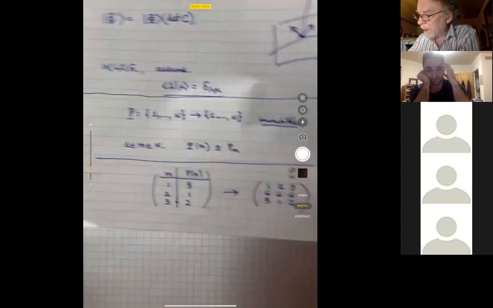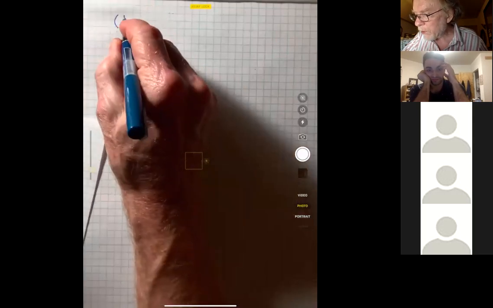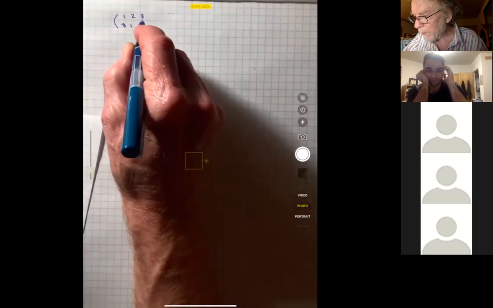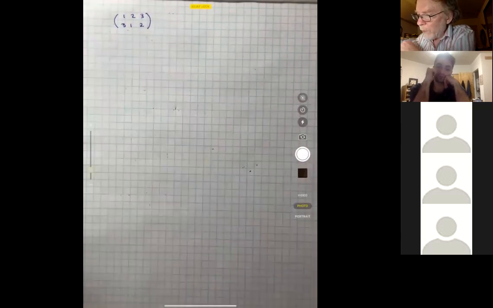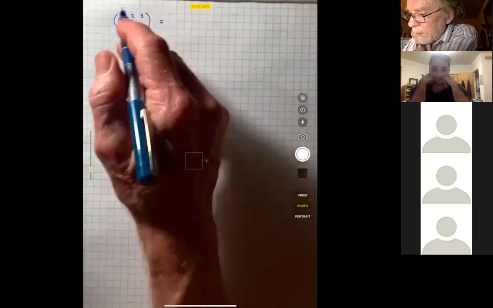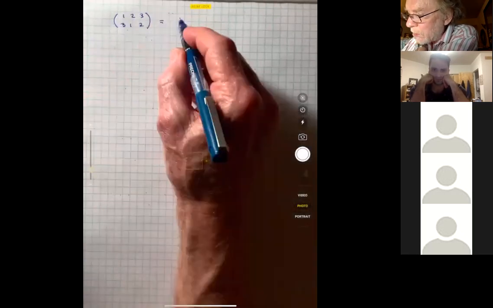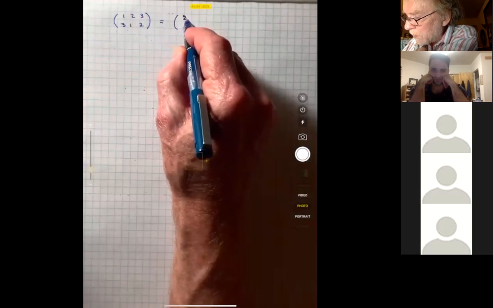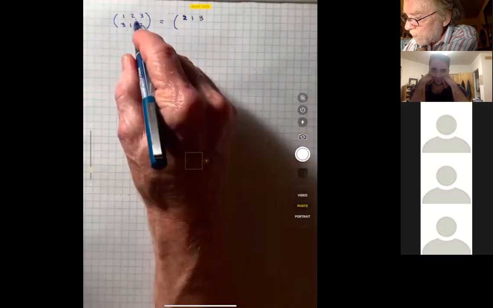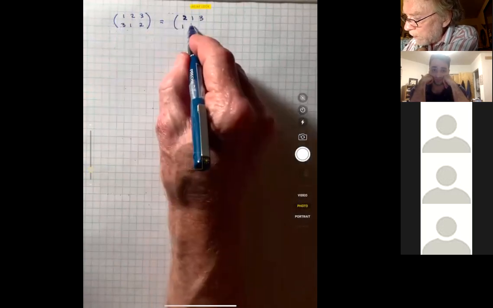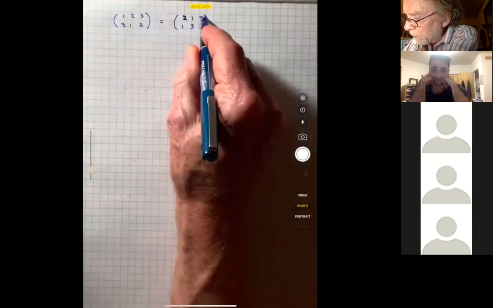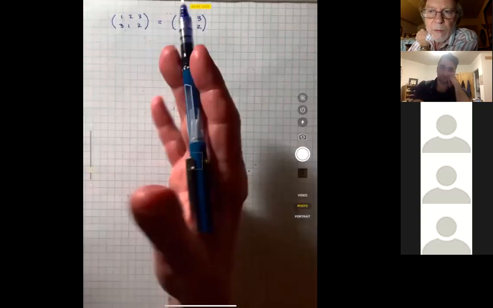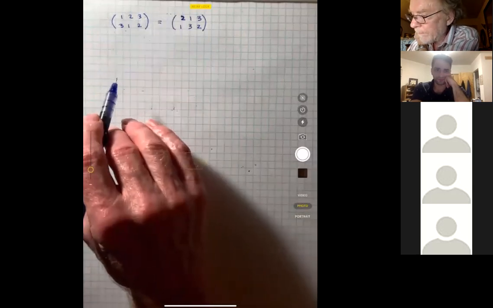So let me take that same permutation here, 1, 2, 3 over 3, 1, 2, just to continue with that same idea. We get the same permutation if we rearrange the columns. Suppose I write the upper row in the order 2, 1, 3. Well, 2 gets mapped into 1, 1 gets mapped into 3, and 3 gets mapped into 2. So these are actually the same permutation because they specify the same map. It's just a way of writing this.